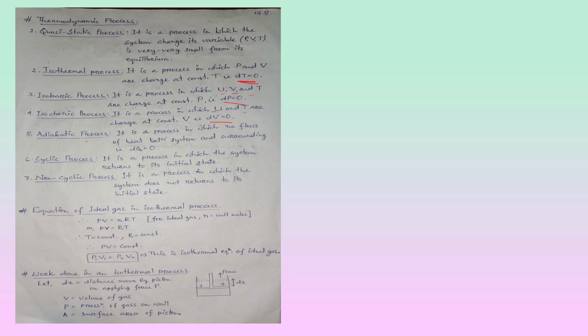Then adiabatic process. Adiabatic is that process where there is no flow of heat. That means dQ is 0. So we know that this is the system and this is our surrounding. When we call the process adiabatic, that means there is no flow of heat. The heat does not flow outside, or the heat does not go inside from surrounding to system. So that process is our adiabatic process.